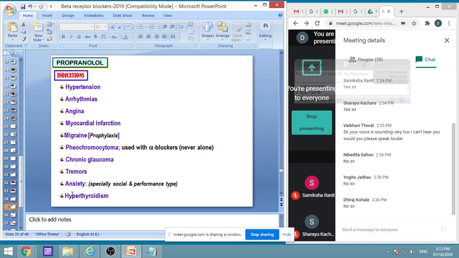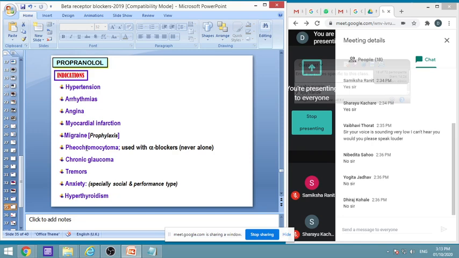But in pharmacology we prefer propranolol because it is a prototype, and whatsoever changes we make, we compare with propranolol. If I have to compare with a drug like atenolol, then I'll say that yes, it can be used in hypertension, arrhythmia, angina and myocardial infarction, but atenolol will not be used in migraine because it is not lipid soluble, it is not crossing the blood-brain barrier.